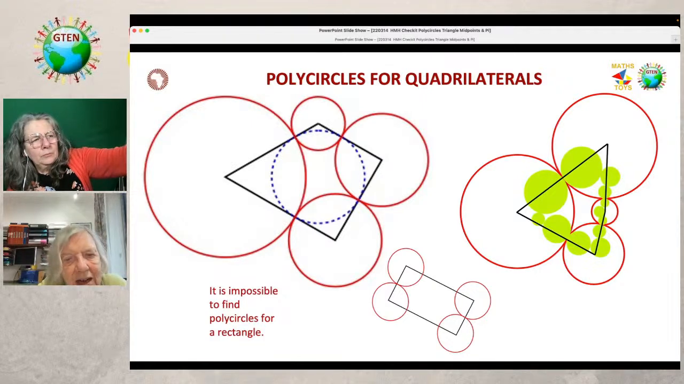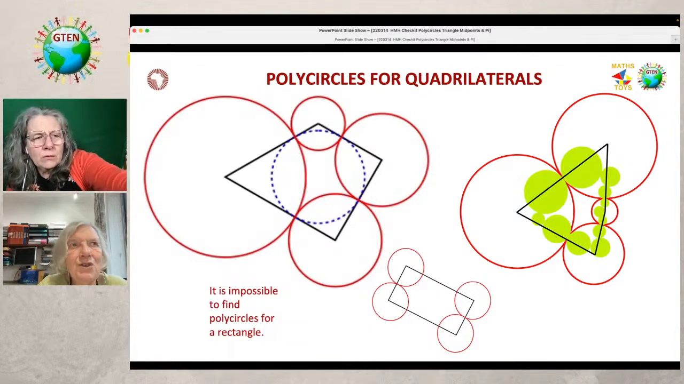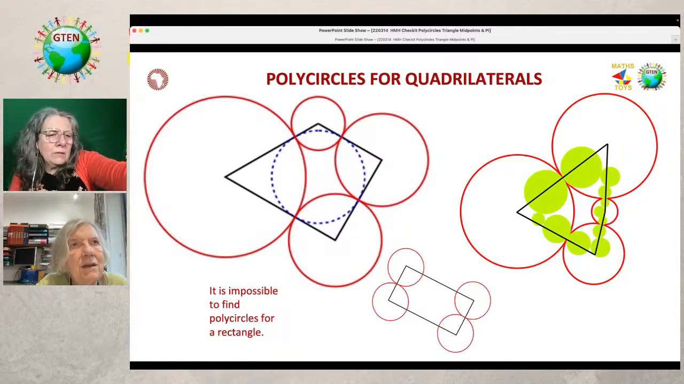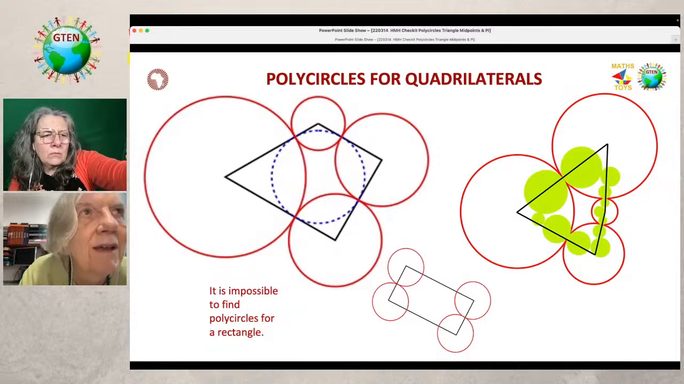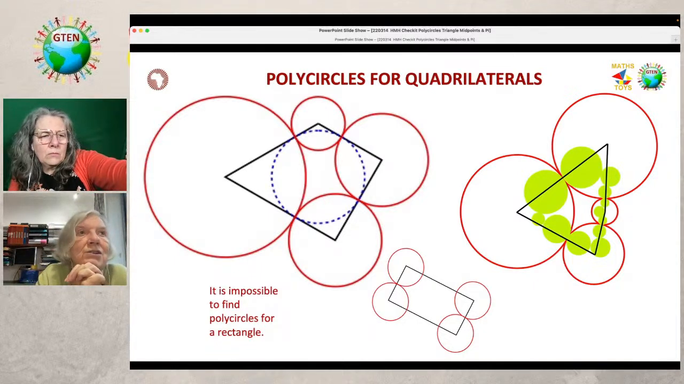Now look at the rectangle. We've got 2 quadrilaterals above. Those circles aren't touching. It's impossible. So it doesn't work for all quadrilaterals. You can't find the polycircles for all quadrilaterals.